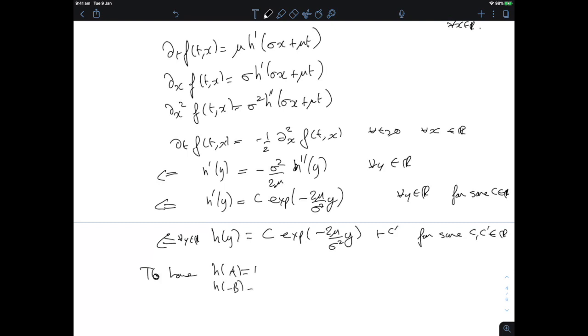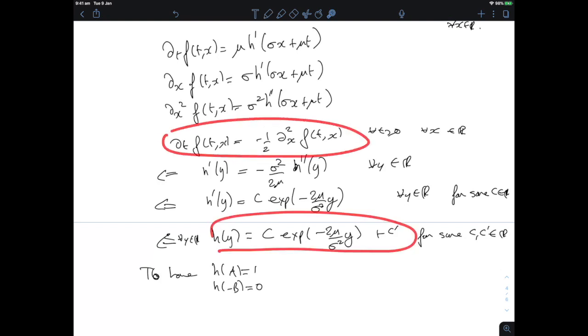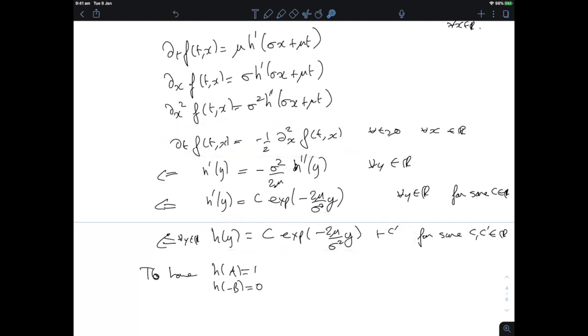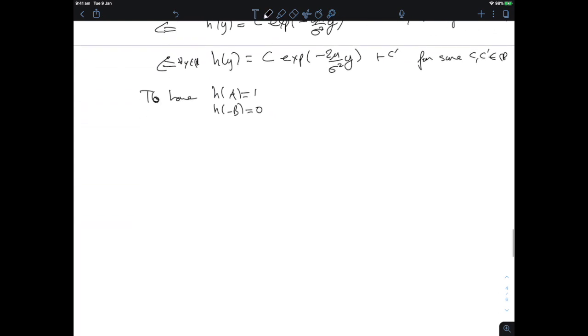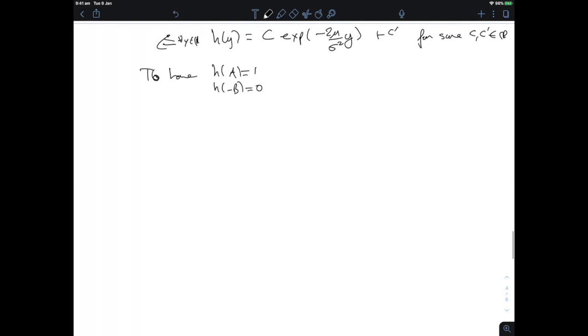and h of minus b equal to 0, right? Because that's another property of h that I need to have. So anything of this form will make f of t x satisfy the PDE, but then on top of that I want these two conditions, and I'm going to fix my c and my c prime such that I satisfy these two conditions. So okay, well, that's a bit of computation.